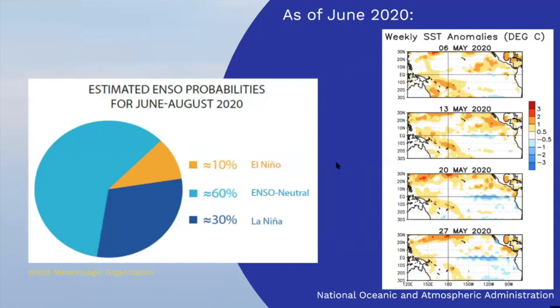As of June 1st, 2020, neutral El Nino conditions are present. According to the World Meteorological Organization, as of May 2020, there is a 60% chance that neutral conditions will continue into summer of 2020. There's a 10% chance of El Nino event happening and a 30% chance of La Nina event happening. The weekly sea surface temperature anomalies on the right supports the 60% chance of neutral conditions because of the decreasing temperature of the Pacific.